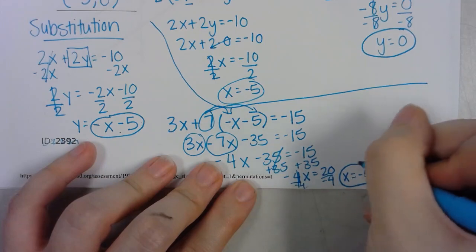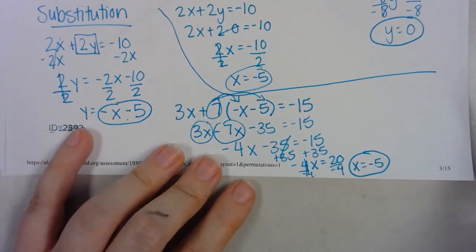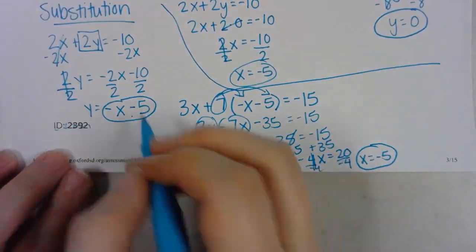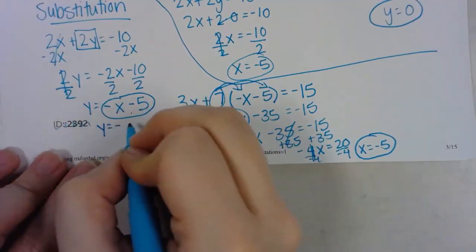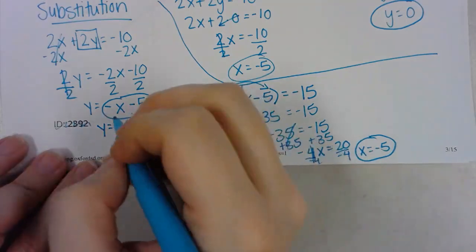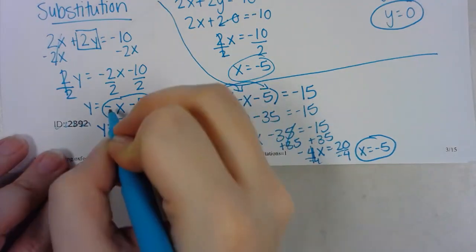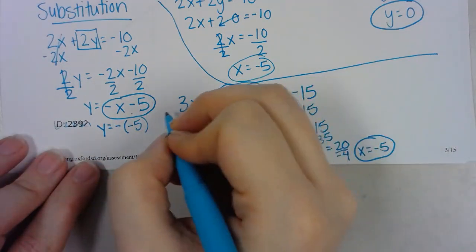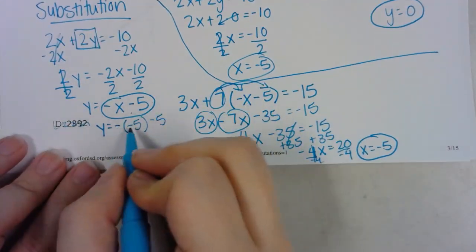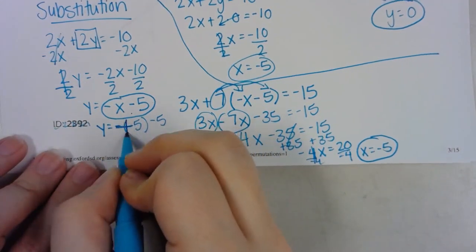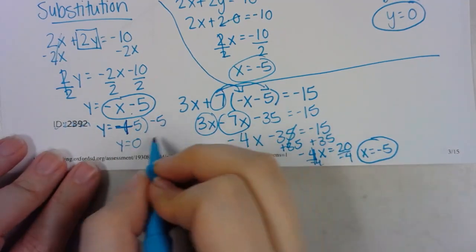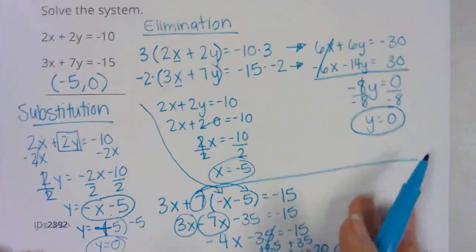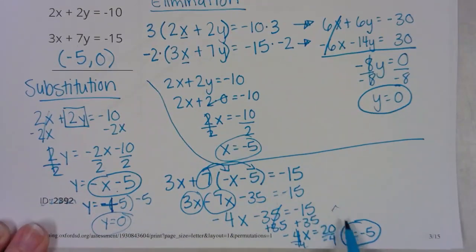Now, that's again just my x coordinate. I'm not done. I have over here an equation that will easily help me find y. So I have a negative, I'm going to sub in my negative 5. So negative, negative 5 minus 5. So a negative, negative 5 is actually a positive 5. So 5 minus 5 is 0. So we still get the same as what we got using elimination. My x coordinate is negative 5 and my y coordinate is 0.